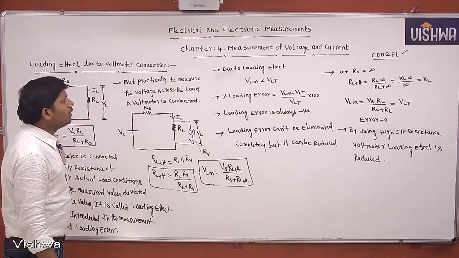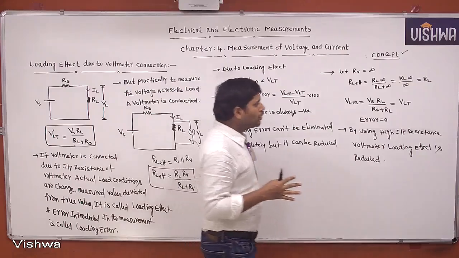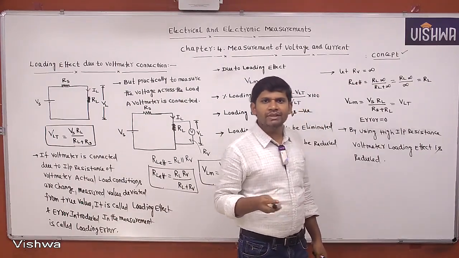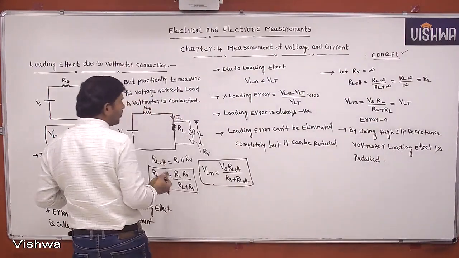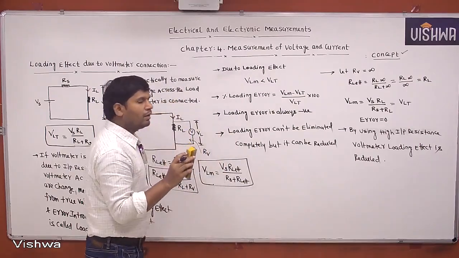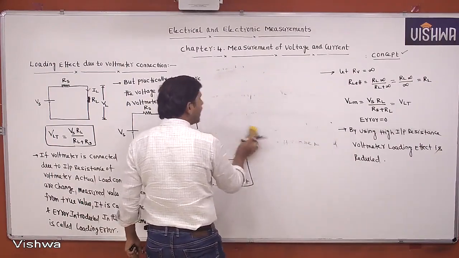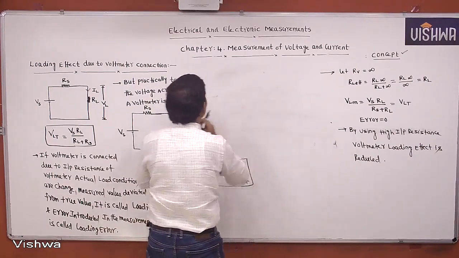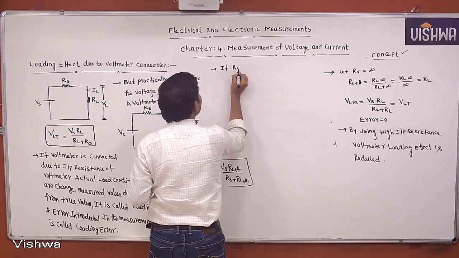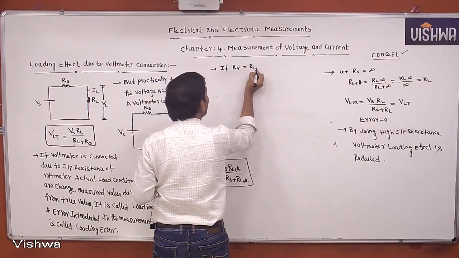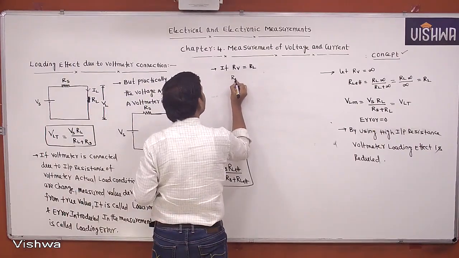Listen please. How to select this input resistance? One observation here: to reduce the loading effect, we must design the voltmeter with high input resistance. Okay, that is the observation. For example, if you design the voltmeter input resistance by taking RV equal to RL, we are designing the voltmeter with input resistance of RV equal to RL. If RV equal to RL, what is RL effective, you tell me.